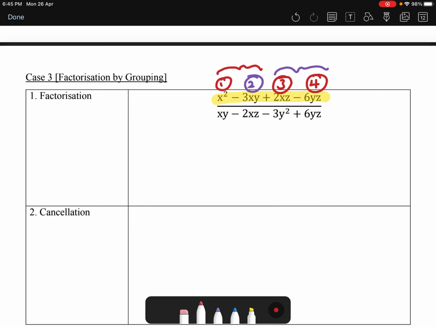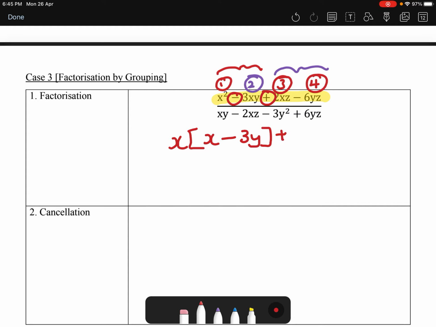Okay, so let's group them. For the first and second term, the common thing between the first and second term is just x, right? So x, then you put a bracket. What is left after you take out x is just x, right? For the first term. Then you copy the minus, which is this, right? Then for the second term, 3xy, you take out x, left 3y. Alright, then after that, if you see this plus, just copy accordingly.